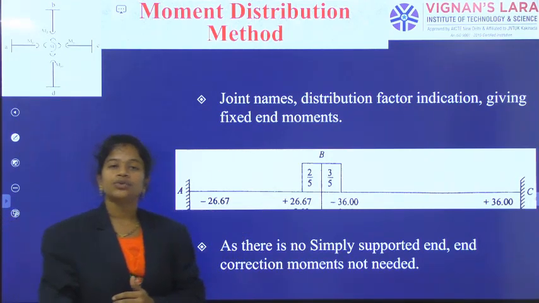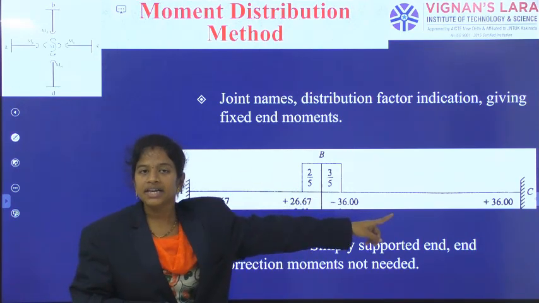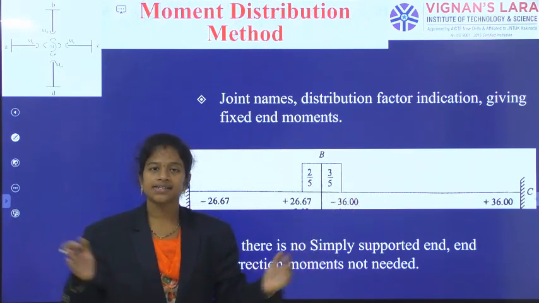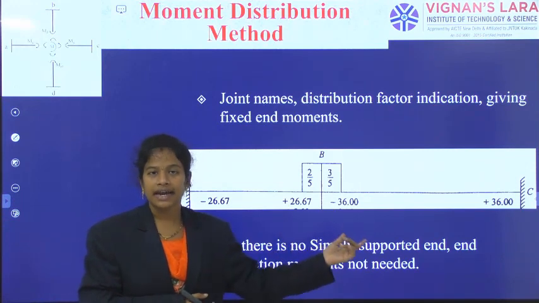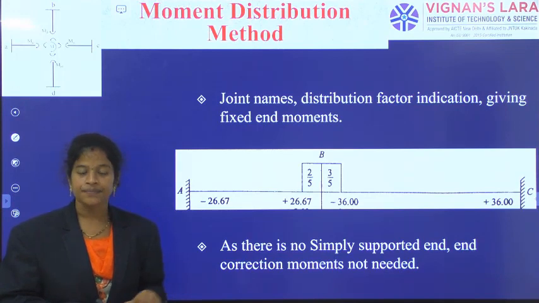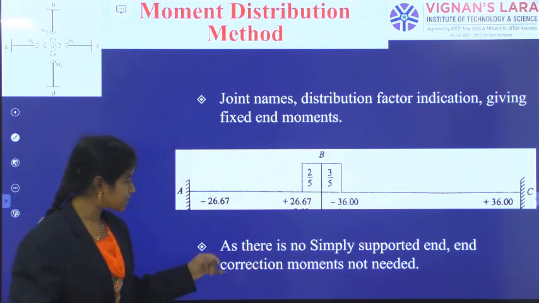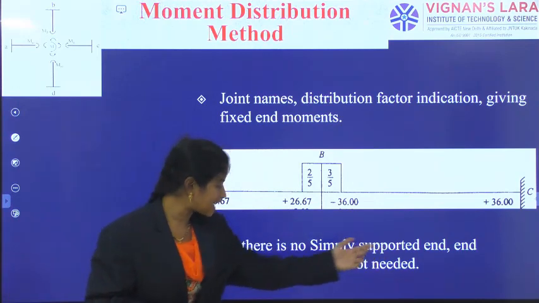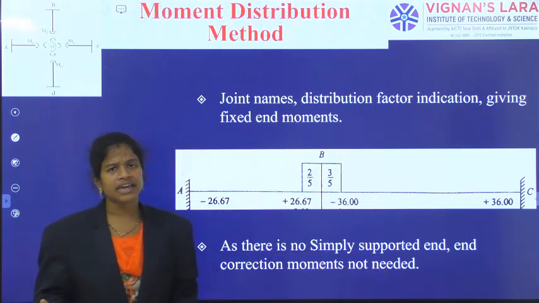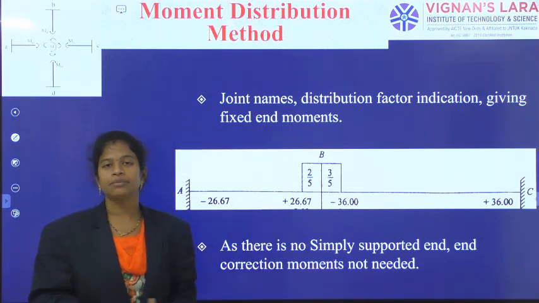And what do we do next? In the next step, if the original structure has simply supported ends, don't think about B, only the complete ends of the original structure. If that end is a simply supported end, the correction moment needs to be applied. But here our structure has fixity at A and fixity at C. That's why, as there is no simply supported end, the end correction moments are not needed. And the corresponding carryovers also will not be there. So from this step itself the moment distribution table will proceed.